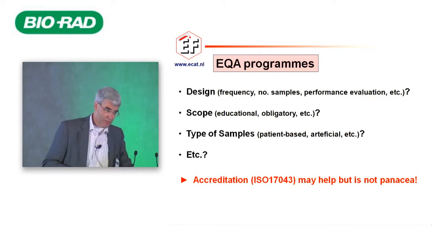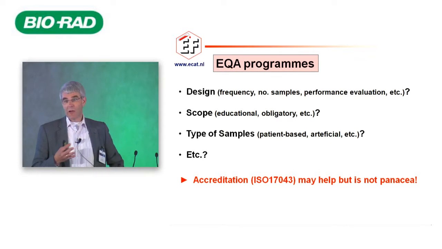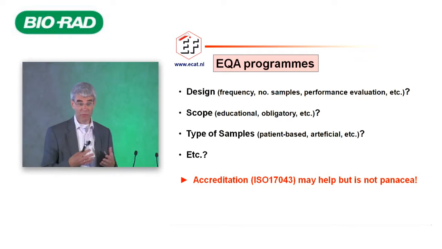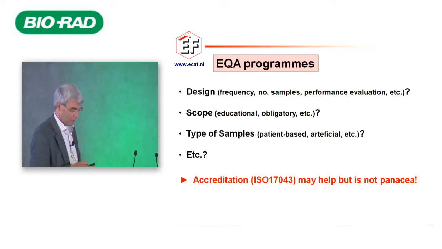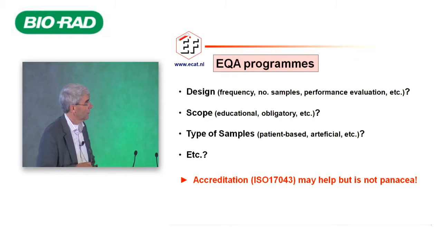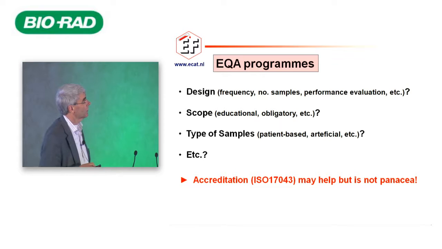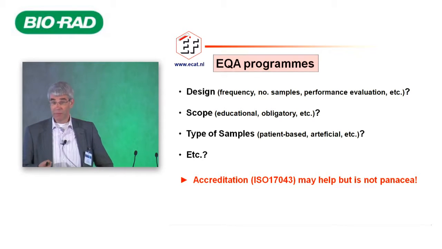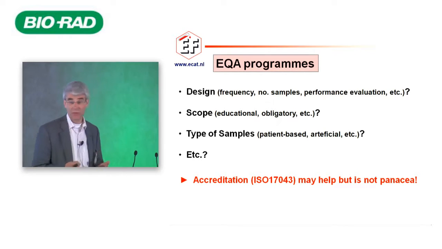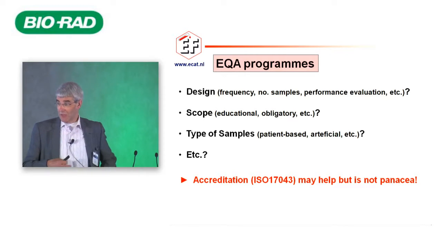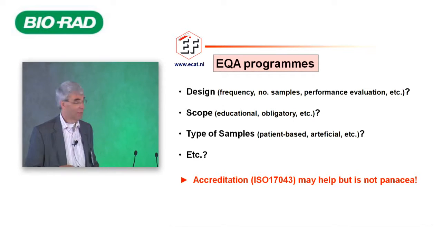When we first focus on the EQA programs, if we look at the design of different EQA programs, how different EQA providers have designed the program, you can observe a lot of differences. For instance, in the frequency of the surveys, the number of samples they use. Sometimes it's only one sample per survey, sometimes it's two, sometimes it's up to 10 or whatever. And that affects, of course, the manner in which you evaluate the performance of a laboratory. Also the performance evaluation, how that is expressed in the reports. We saw some examples already in the previous presentation. So here, there is already a kind of diversity and probably a need for harmonization.